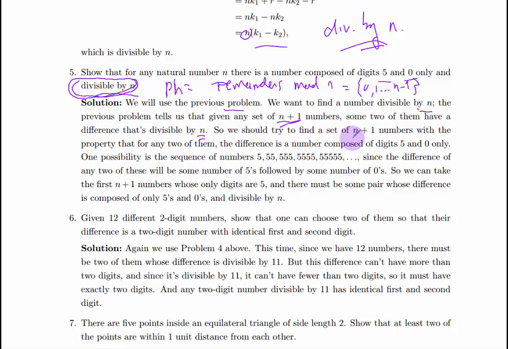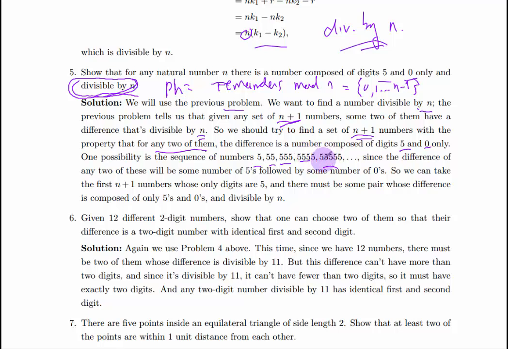So we should try to find, and this is the clever part, a set of n plus 1 numbers with the property that for any 2 of them, the difference is a number that has digits 5 and 0 only. That's the key. If we take the difference between 2 of them, the result has only digits 5 and 0. And here's the sequence that he uses: 5, 55, 555, etc. Now, if you take the difference of 2 of these, what's going to happen?